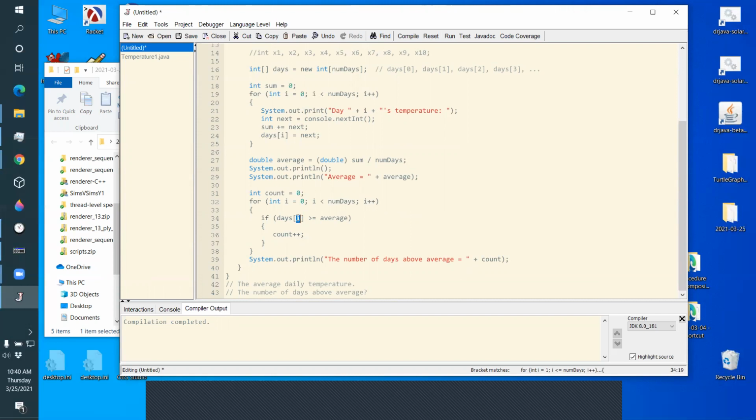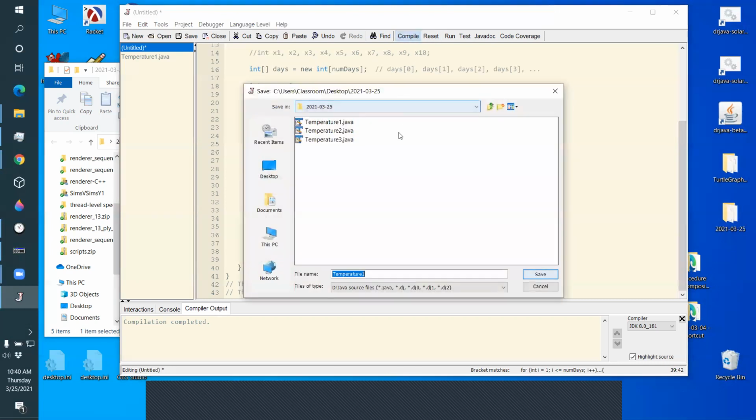Notice it's no longer day 1, day 2, day 3, day 4. It's day 0, day 1, day 2, day 3. So I go through and I find if that day's temperature is above average, count it, and then I can report the end. Okay, so now compile this.